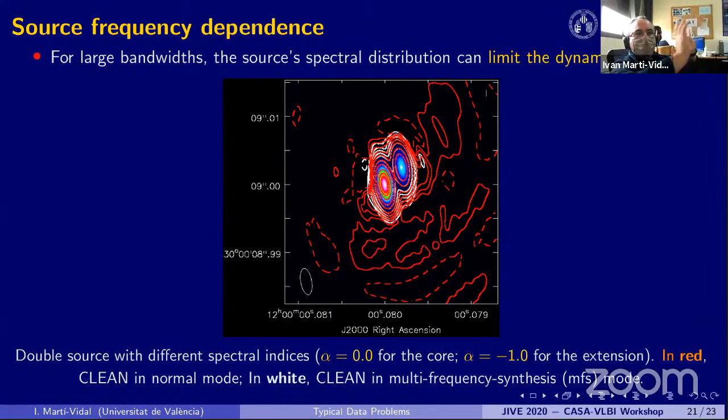And just to finish, here I show you an example where we see graphically what happens when you observe a source with a very wide bandwidth, and the source has spectral effects. I have simulated a core jet structure where the core has a flat spectrum, and this jet extension, pointing towards the northwest, has a steep spectrum. This is typical in VLBI. It's an AGN jet with an optically thick core.